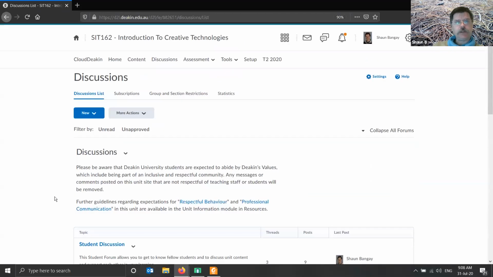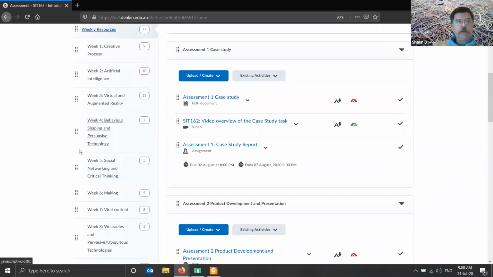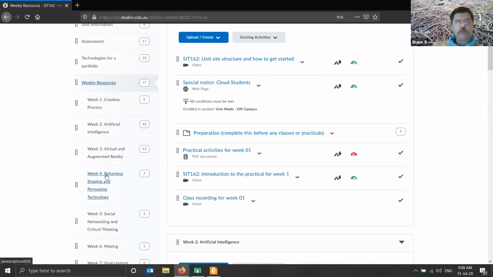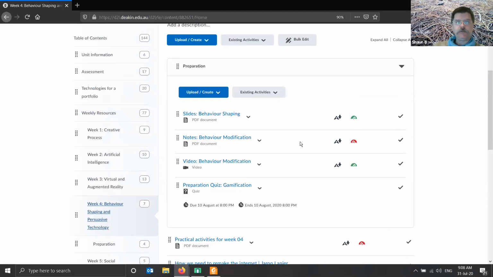Now, specifically to the activities for week 4, under the content section, you will find, as usual, the weekly resources. The week 4 materials include the preparation activities for the class this week. This week, we're covering a particular technology on behavioral modification, which includes elements of gamification, but also other ways in which technology can be used to direct participants' behavior in particular ways.